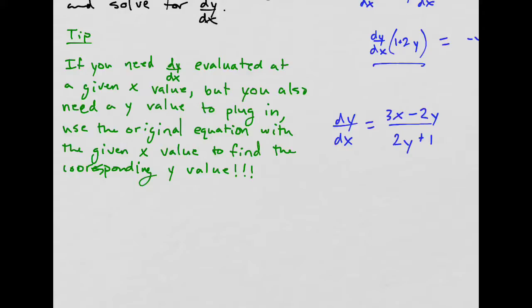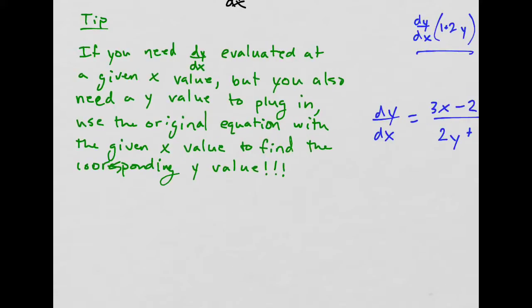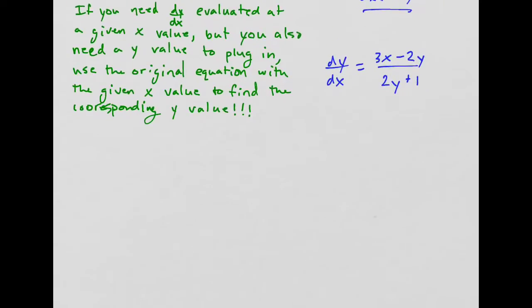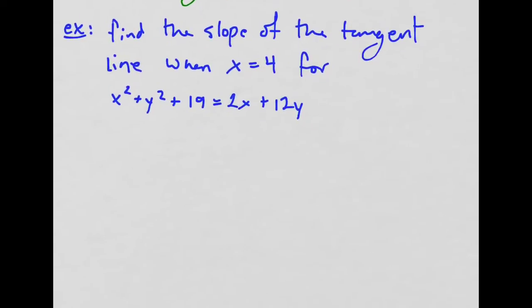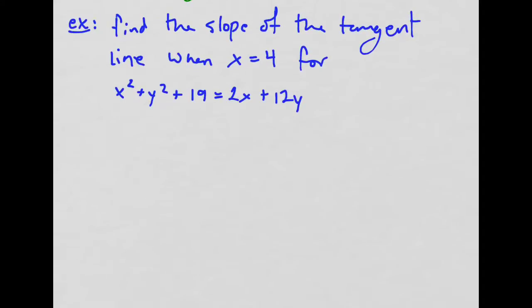So you need a y value also. You go back to your original equation before you take any derivatives, plug in the x value that they give you, and solve for y. That way you can find a corresponding y value. I have an example for that. So you'd say, find the slope of the tangent line when x equals 4 for this equation. I don't know if it's a function or not.